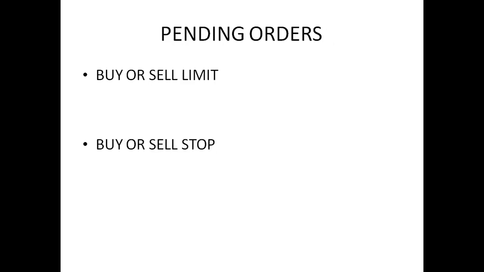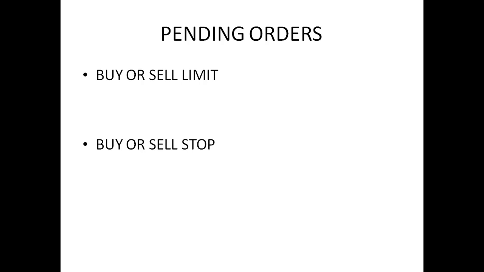Now, aside from that, we have the second aspect, and it is divided into 2. We have pending orders. Under pending orders, we have buy limit or sell limit. I will explain all these terms. And then we also have buy stop or sell stop.